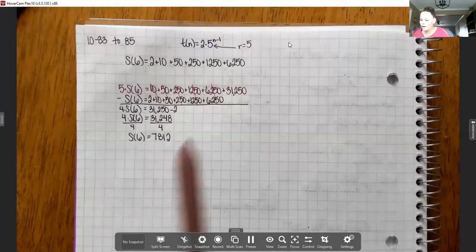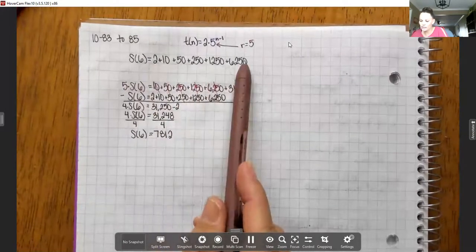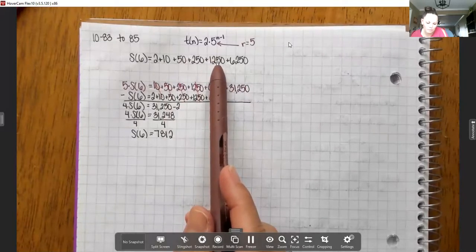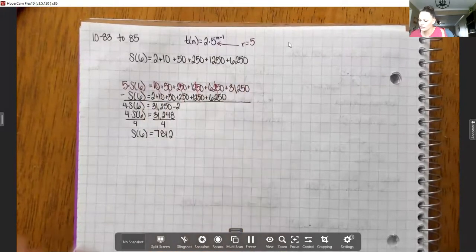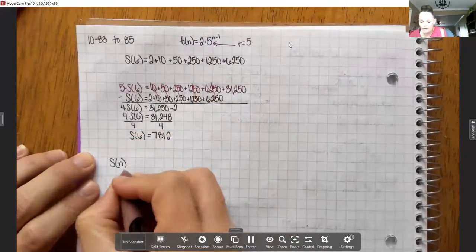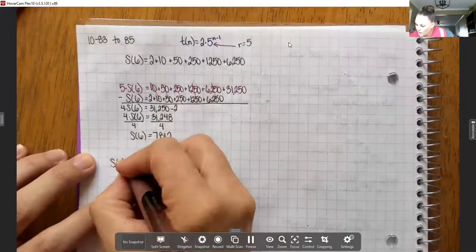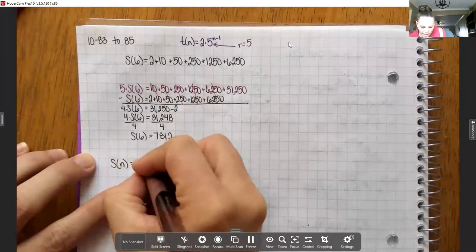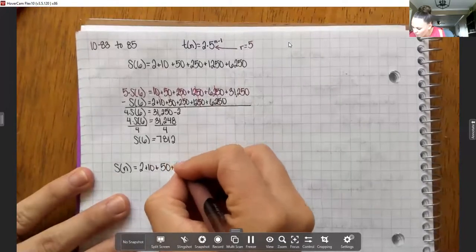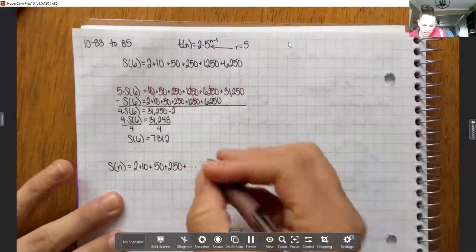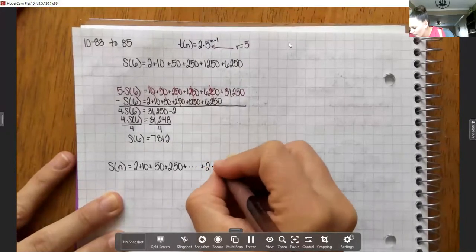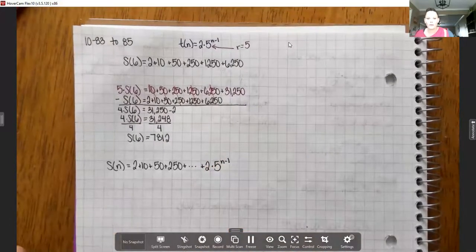Okay, so again, we could have just added these. These aren't too hard. That was just the sum of the first 6 numbers. But say we wanted to find S of n, the sum of the first n numbers. That would be 2 plus 10 plus 50 plus 250 plus, all the way to the last term of 2 times 5 to the power of n minus 1.